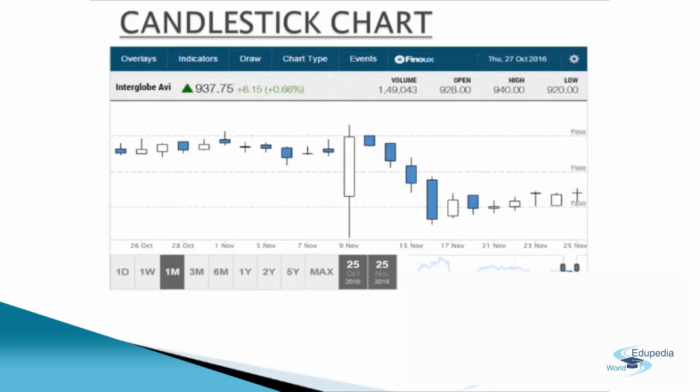So these are the charting methods which are available for any kind of analysis as far as technical analysis is concerned. You can go for any kind of chart. It may be a line chart, a bar chart, or a candlestick chart. That will help you in analyzing which kind of security you should invest in and which kind of security you shouldn't invest in. So that's the beauty of all these charts.